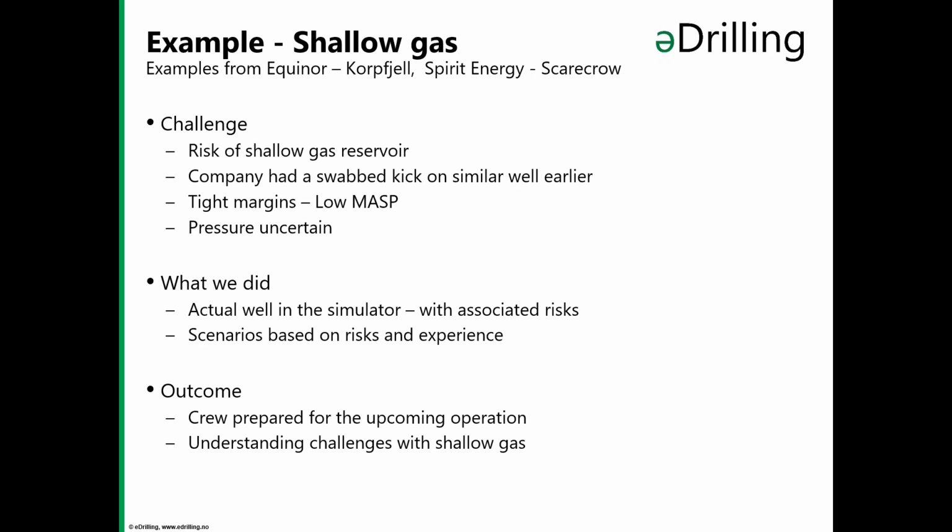The outcome of this is that the crew members were prepared for the upcoming operation, of course, but they also understood the challenges associated with the shallow gas and being prepared to take action if there was any sign of anything happening. So there was a very big focus in the training, but also afterwards, on early detection, volume control, but also tripping speed. Instead of just having normal trip speed calculations, they had a bigger focus on getting accurate tripping speed calculations up front to trip more safely.